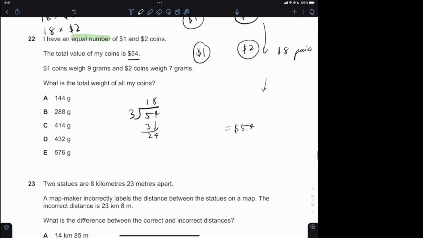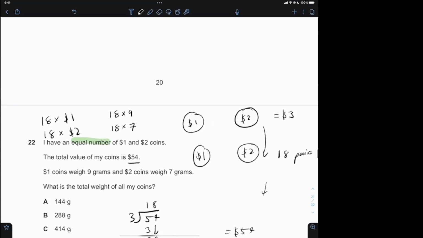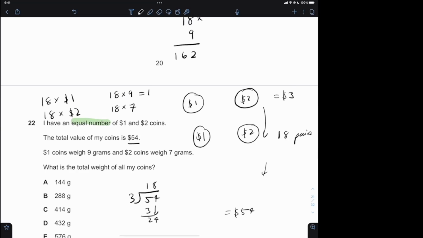We can work out the weight. So $1 coins weigh 9 grams, so that's 18 times 9 grams, and $2 coins weigh 7 grams, so that's 18 times 7. And we've just got to add those up. So let's do 18 times 9 first of all. 9 times 8 gives us 72. 9 times 1 is 9, plus 7 is 16. So we get 162 for this.